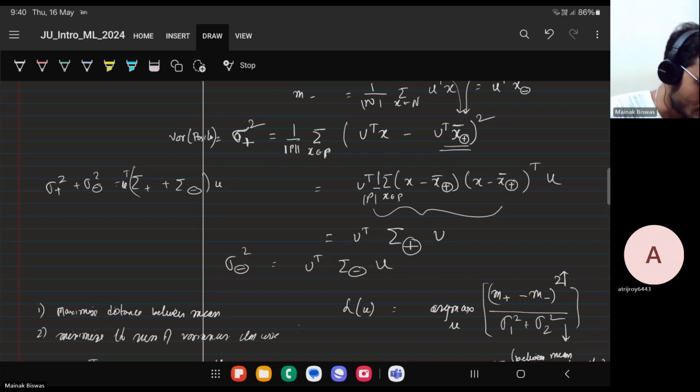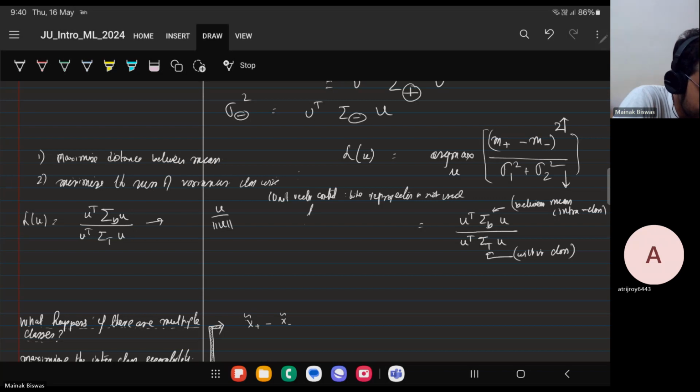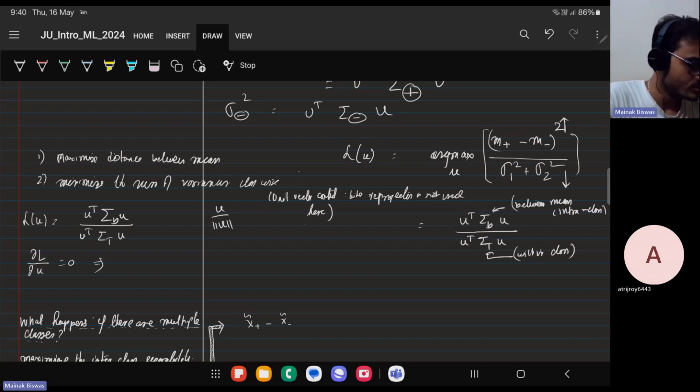Okay. Yes. Because of the unit vector constraint, it is like reverse projection, but reprojection is not used here. Okay, so now just this. So dL/du I will take equal to 0. Tell me what is dL/du?